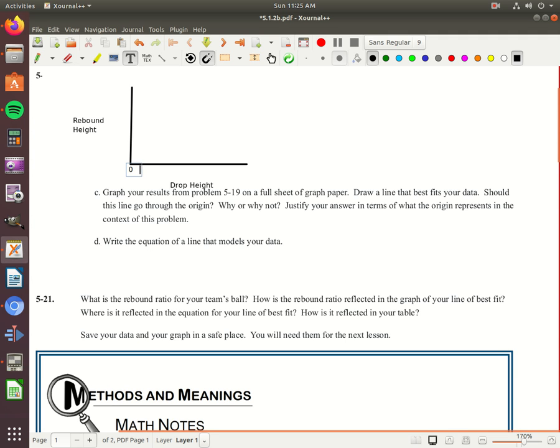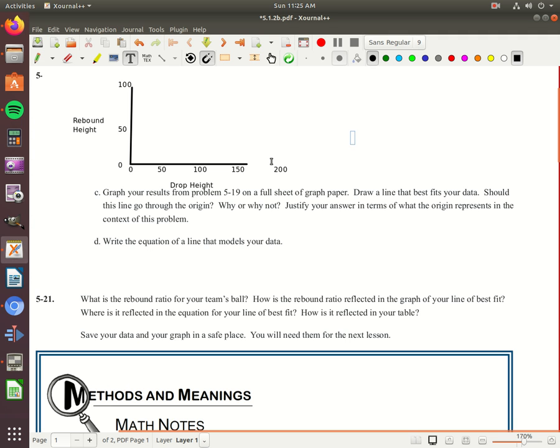We'll say that this is 50. This is 100. And this will be 200. And then we will get one here. And that will be our scales. So there we go, that's what we have. And we'll just plot these points.